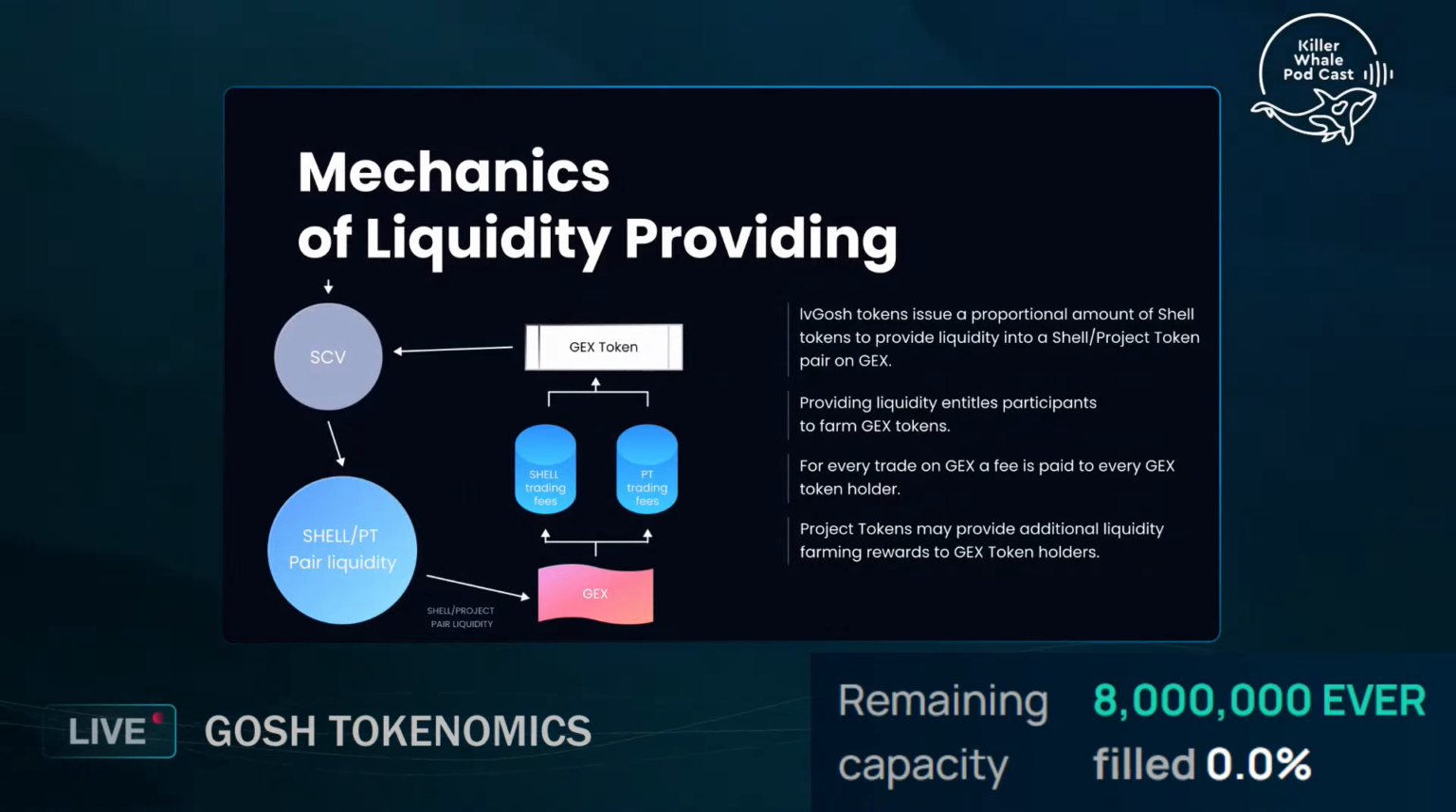Now, maybe another important point, and you see here a little circle that says shell project token pair liquidity, is that you stake these tokens in the liquidity pools, which are shell. Shell is the main utility token on GOSH, which is a stablecoin. So you stake it into the stablecoin pair with the project token. And what you get in exchange for this staking is, apart from the project token, for providing this liquidity, you get the GEX tokens as well. So basically, when you get the GEX tokens, you get a portion of all the fees in the GEX exchange, and the project tokens that you provide liquidity for.